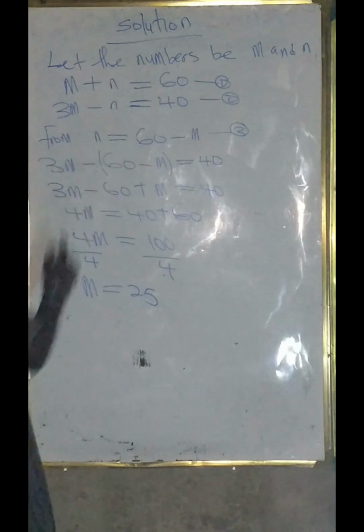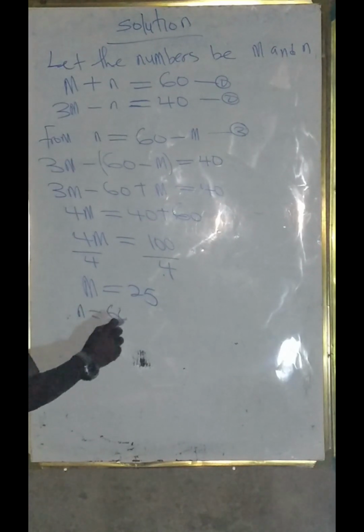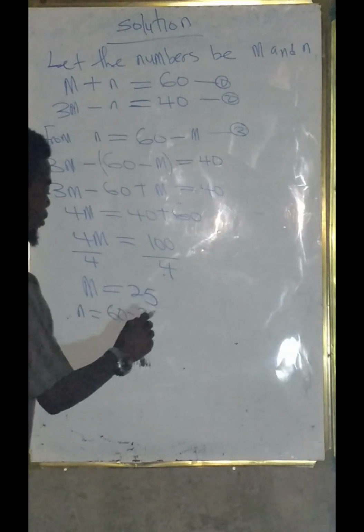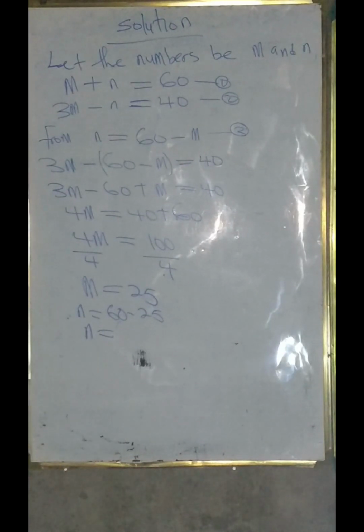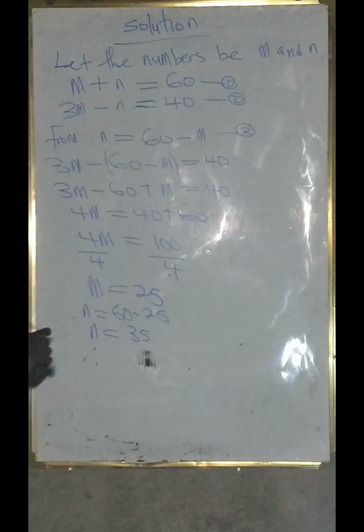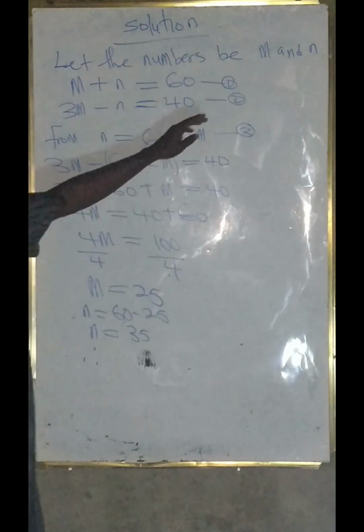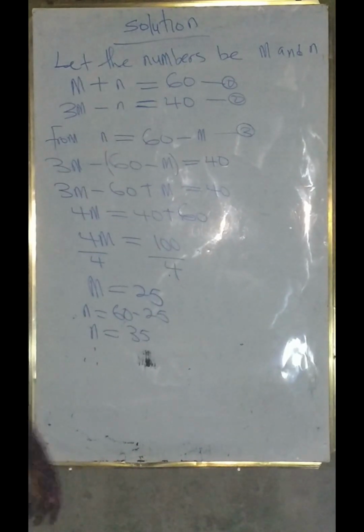Next, what you want is n, right? Yes, sir. n is now equal to 60 minus m. What is m now? It's 25. So n is now equal to 35. Yes, sir. So therefore, the two numbers are 35 and 25, right? 25, yeah. That's all.